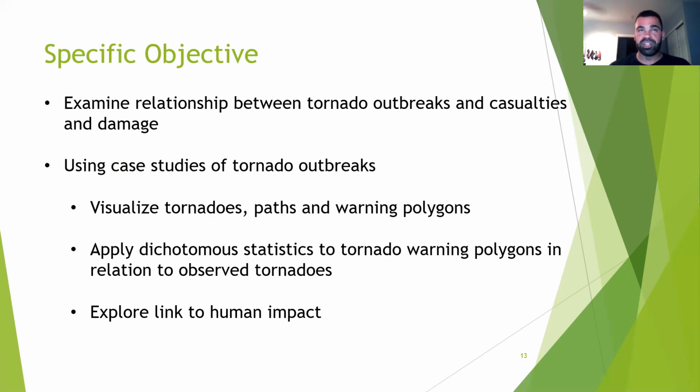The specific objectives of my project include examining the relationship between tornado outbreaks and casualties and damage. Additionally, using case studies of tornado outbreaks, I intend to visualize tornado paths and warning polygons. Also, my study will apply dichotomous statistics to tornado warning polygons in relation to observed tornadoes. And then finally, I'll use this data to explore the link to human impacts.